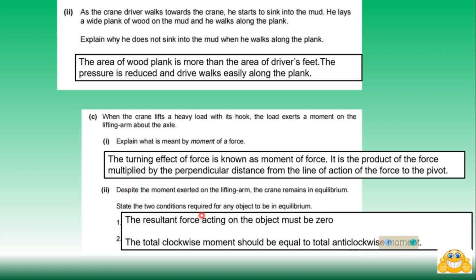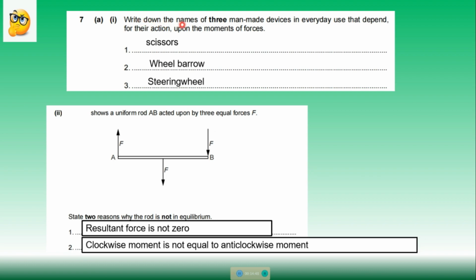Despite the moment exerted on the lifting arm, the crane remains in equilibrium. State the two conditions required for any object to be in equilibrium. The two conditions are that the resultant force acting on the object must be zero and the total clockwise moment should be equal to the total anti-clockwise moment. Write down the names of three man-made devices in everyday use that depend for their action upon the moment of forces. Scissors, wheelbarrow, and steering wheel.